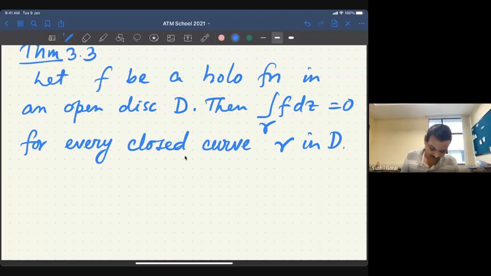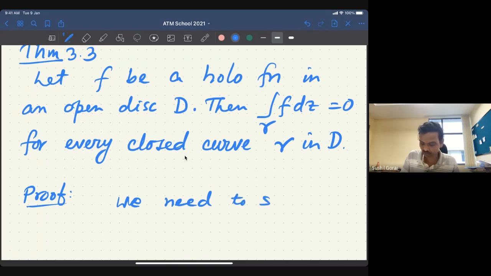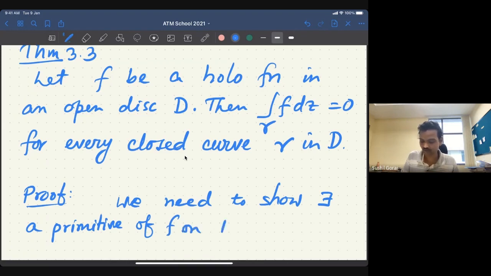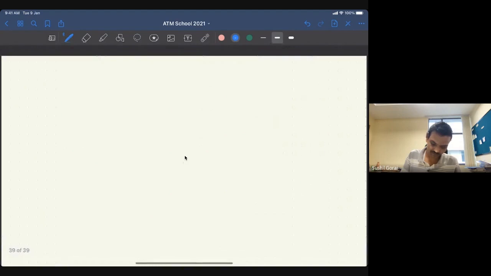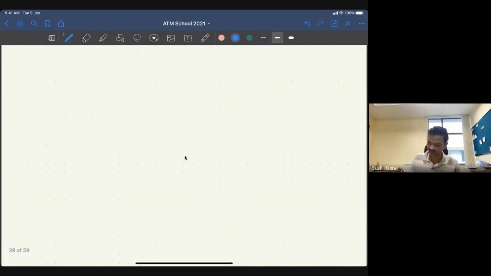So, proof. We need to show there exists a primitive of f on D. This is what is required. Now how do you prove such a thing?